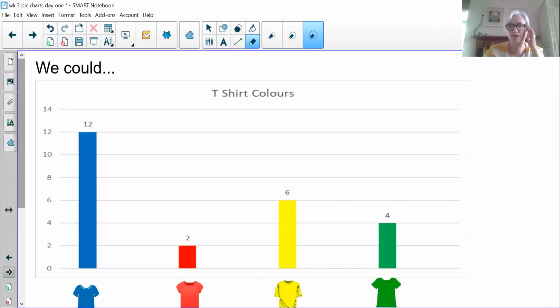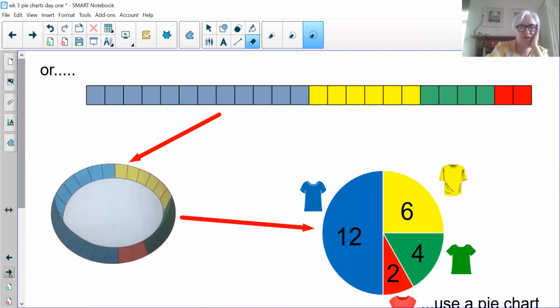Okay, we could use a bar chart. I know that you know how these work, so I'm not going to go into any great detail with this. It's giving you the same information there. Or we could do this. So if we look at the top here, this line shows us the information of 12 blue, 6 yellow, 4 green, and 2 red. And if I took that strip and I bent it round, imagine if I just cut it out as a strip and then bent it, it would look a bit like this.